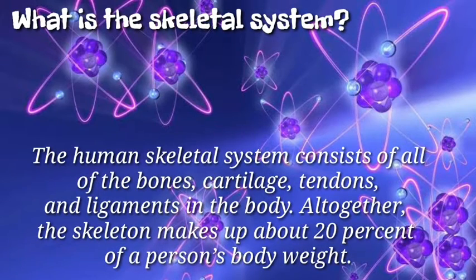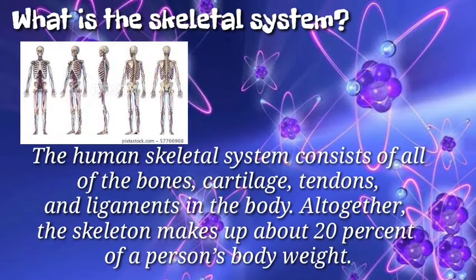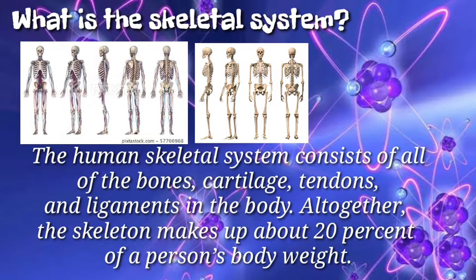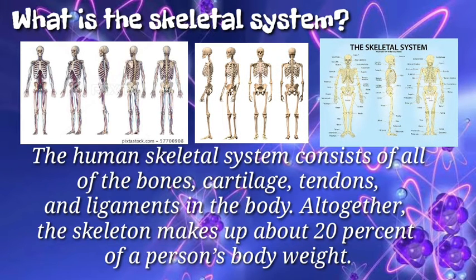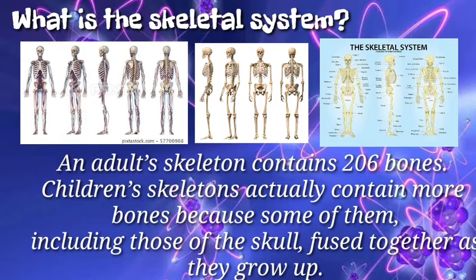The human skeletal system consists of all the bones, cartilage, tendons, and ligaments in our body. Altogether, the skeleton makes up about 20% of a person's body weight. An adult's skeleton contains about 206 bones.